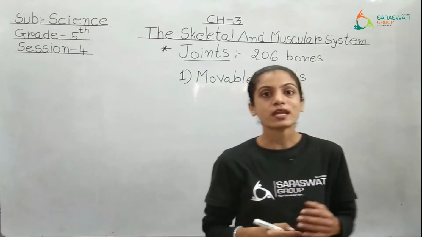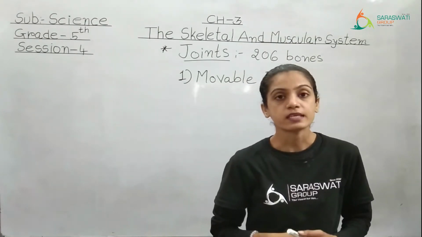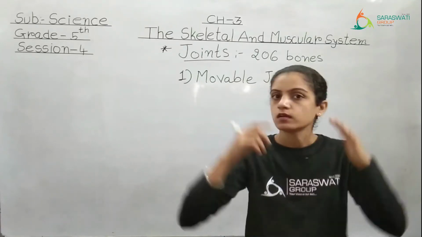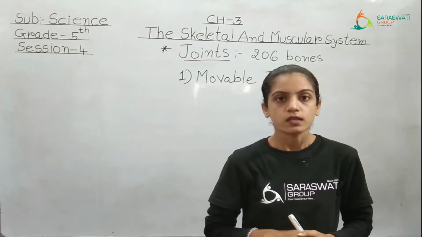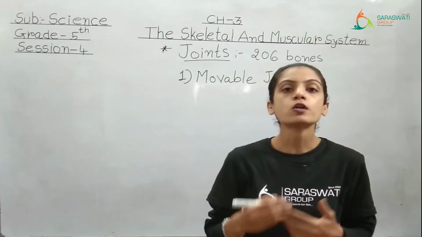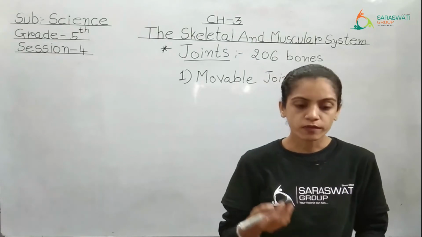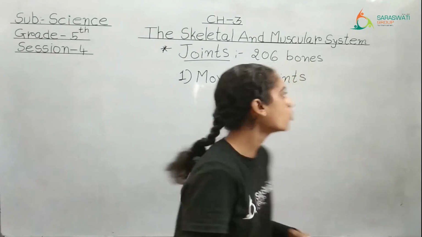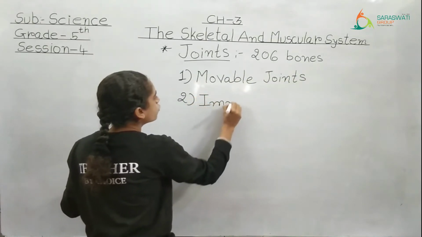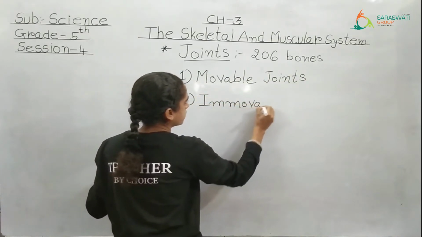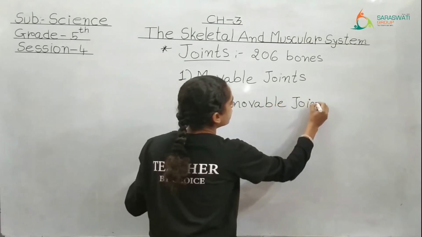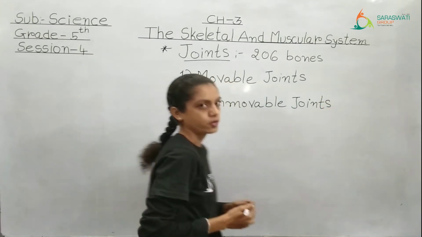The joints which cannot move, like skull, right? If I want to just move this portion, my forehead, it is not possible, right? So there are certain joints present in our body which cannot move. So if it is not moving, what type of a joint is it known as? It is known as immovable joint. Right, the joints which cannot move are considered as immovable joints.